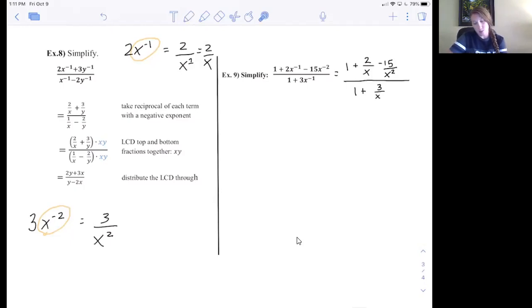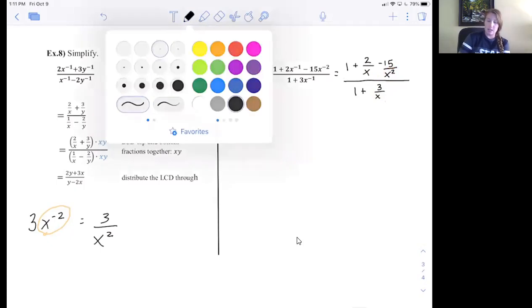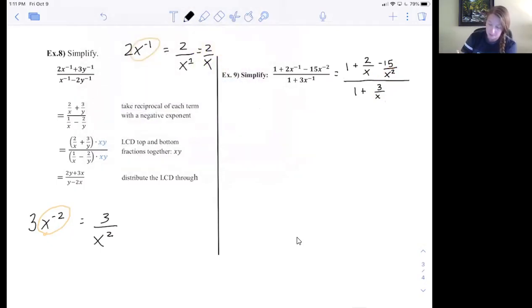So I'm just going to do this by looking at it. I see that my x squared is my greatest term, and if I times this by x, times this by x squared, times this by x squared, and times this by x, that would all give me x squared, which would be a common denominator. If that doesn't make sense, just write it out like I've done before, okay? So my LCD is x squared, which means I'm going to times everything by x squared.